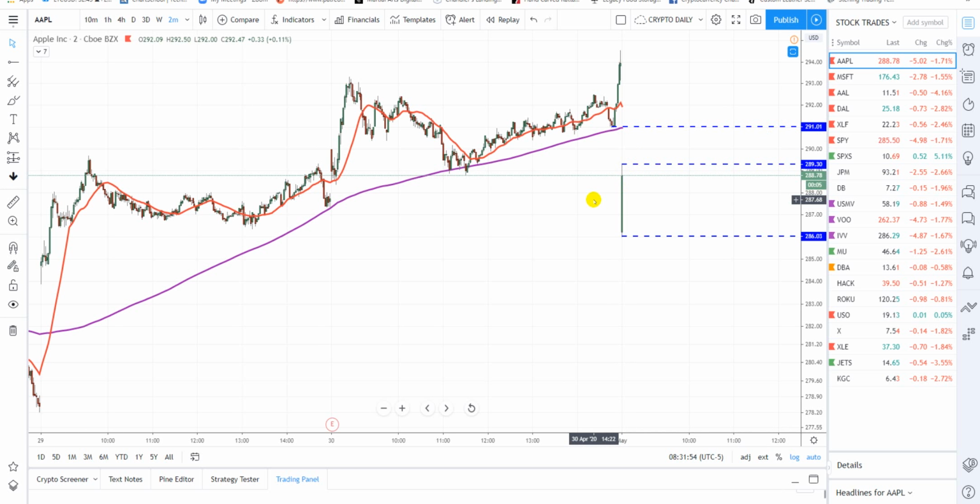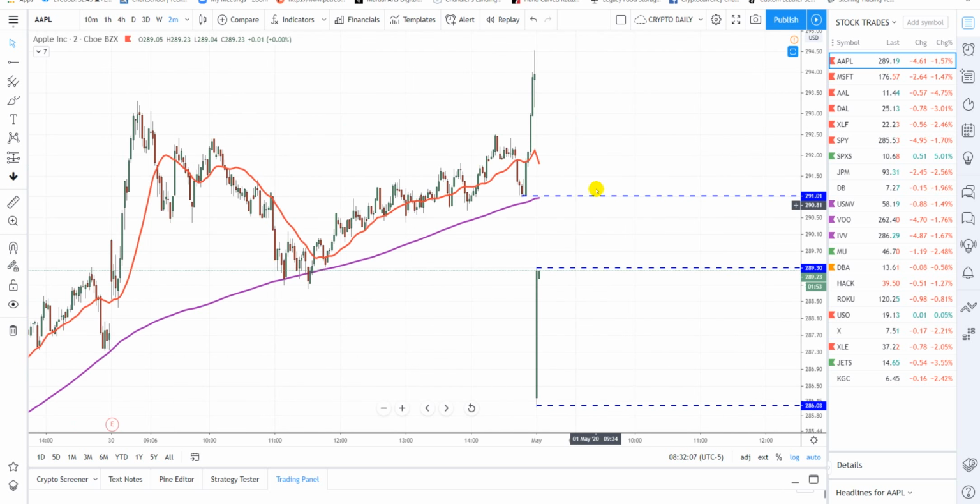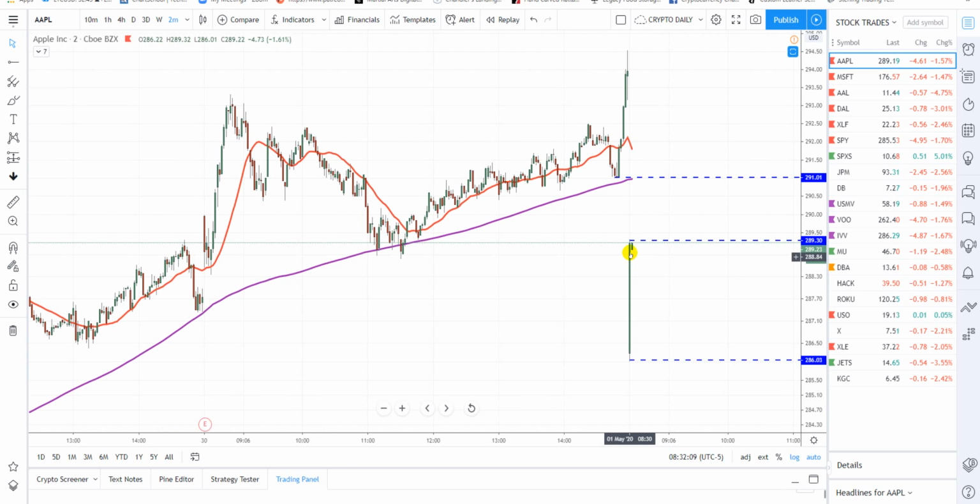If we hit over the top here at 289, in other words, if we push through there, then we'll look at taking a long position on Apple. And let me pull this in so you can see it better. I don't know if you can see that. Here we go, we're in.